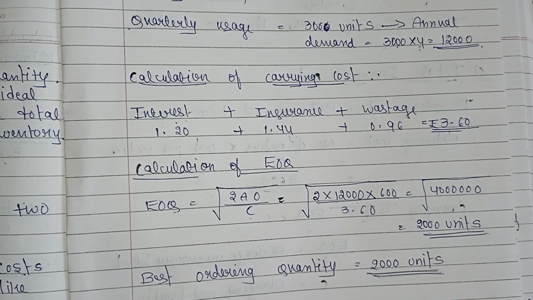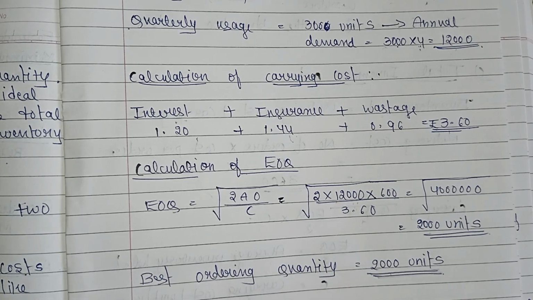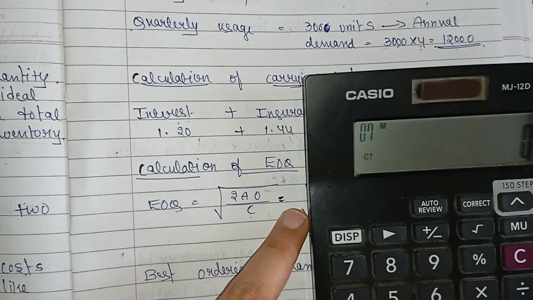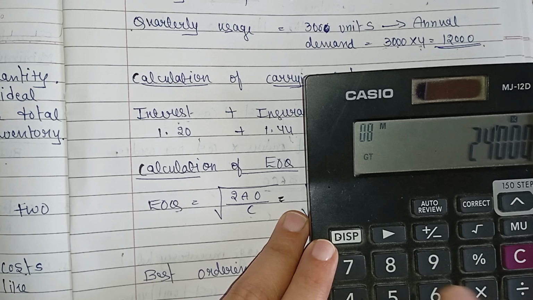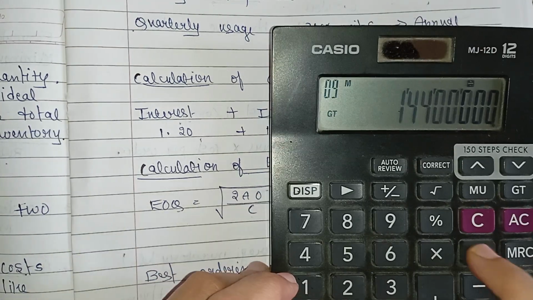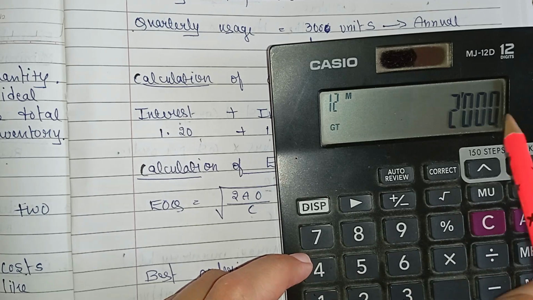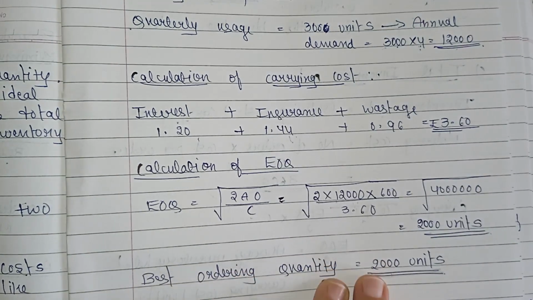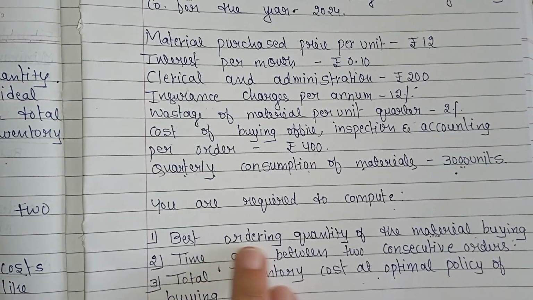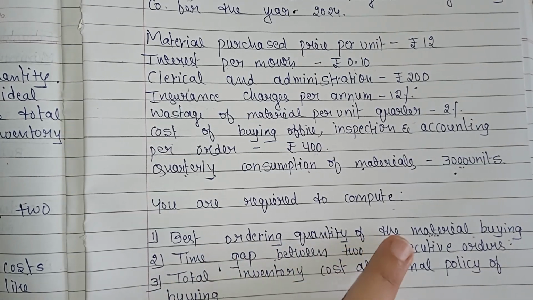So the best ordering quantity is 2000 units. I hope this is clear to you all. See here, root of 2 into 12,000 into 600 divided by 3.60. So root of 40 lakh, that is 2000 units. Clear? So we calculated the first one, that is the best ordering quantity of the material buying.